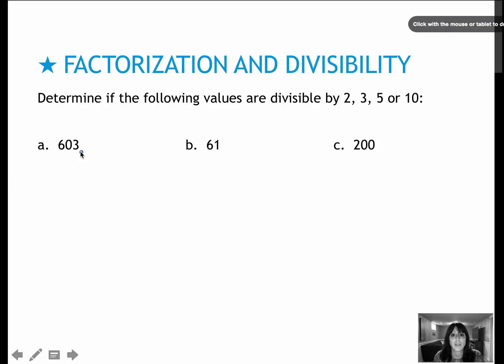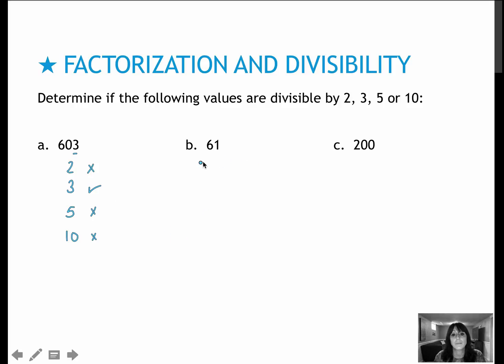For my first one, 603, it is not divisible by 2 because it's not even. It is divisible by 3 because the sum of my digits is 9, and that is divisible by 3. It is not divisible by 5 because it doesn't end in a 5 or a 0, and it is not divisible by 10 because it doesn't end in a 0.